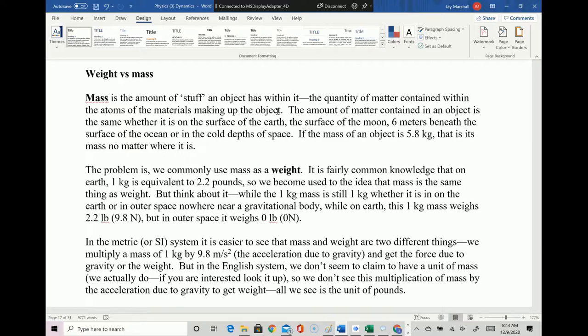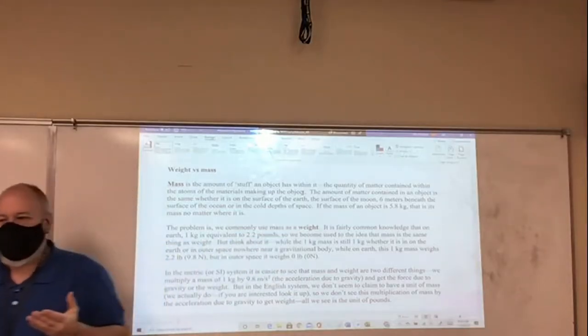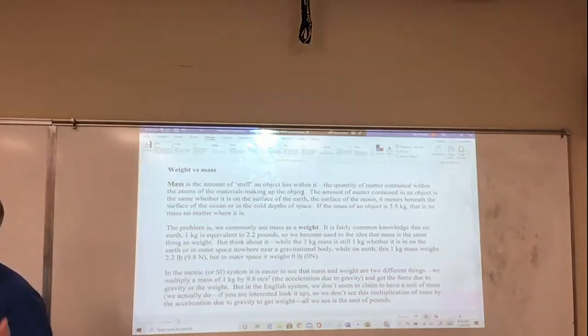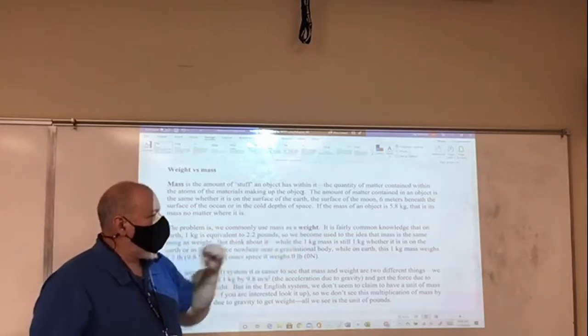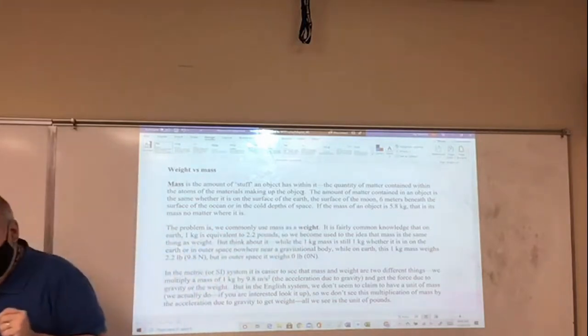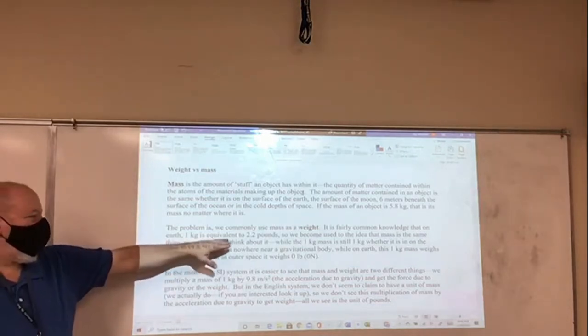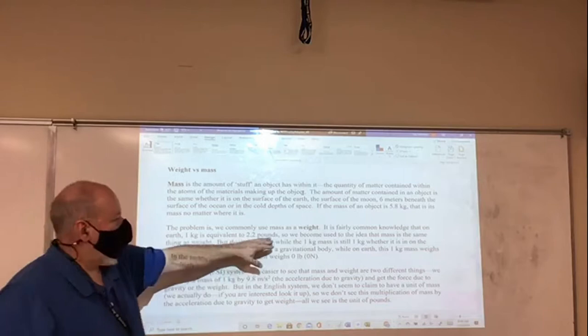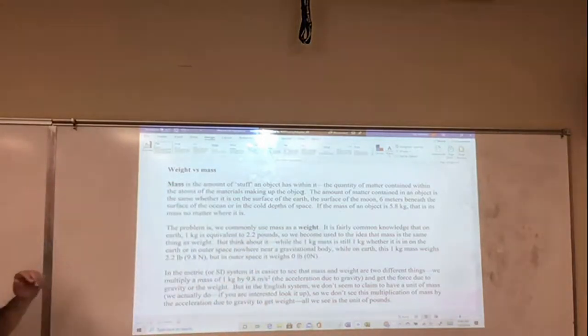Okay? The problem is we commonly use mass as a weight. When we go into the laboratory and we weigh something on a balance, we call it weighing the object. But if I find out that that object has a mass of 10 kilograms on that balance, that's not its weight, that is its mass. Okay? It's fairly common knowledge on Earth that 1 kilogram is equivalent to 2.2 pounds, so we become used to the idea that mass is the same thing as weight.